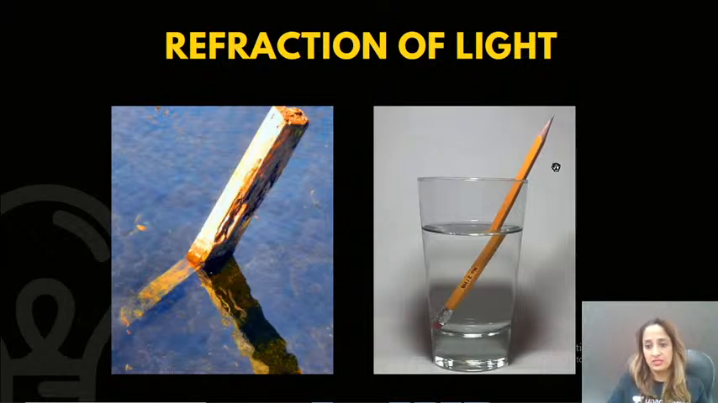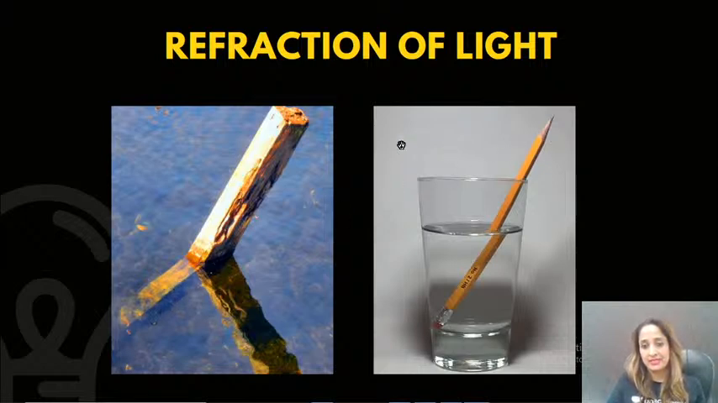So you see this pencil, we have this pencil dipped in water at an oblique angle, and you see it looks like there is another pencil over here, right? Similarly, with this wooden log, it is dipped in water and it looks like there is another wooden log. So why is this happening?